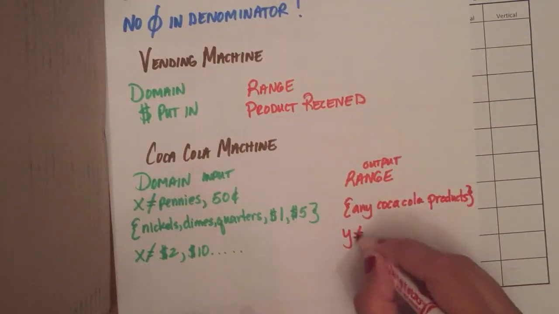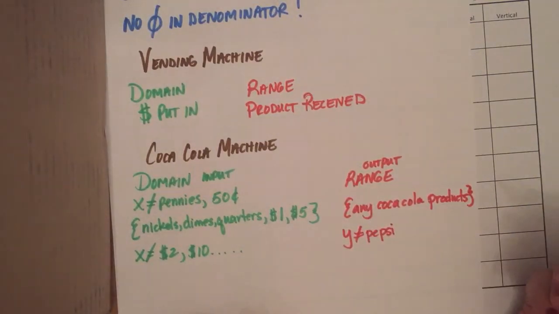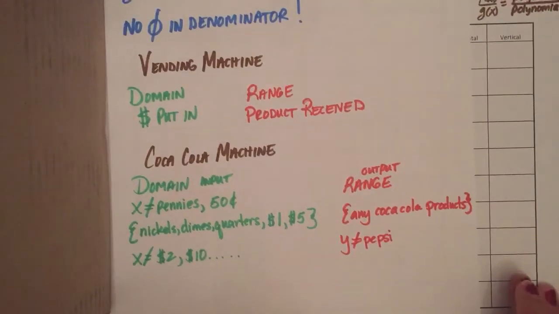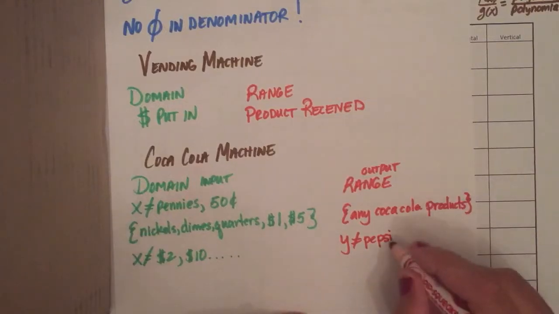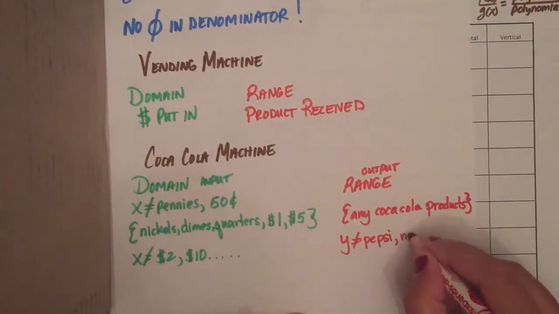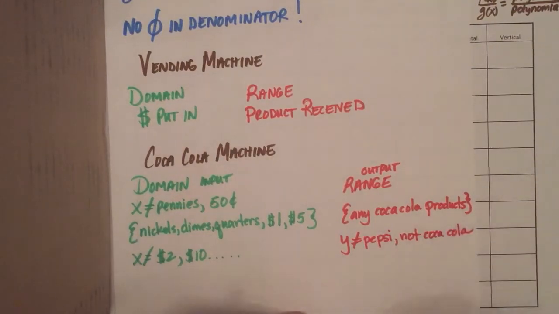What can your range not be? Pepsi products, right? Can't have Pepsi products. There's certain things that are not Coca-Cola products. So y is going to be, you can't have Pepsi or anything that is not a Coca-Cola product. So that is how you figure out your domain and range.